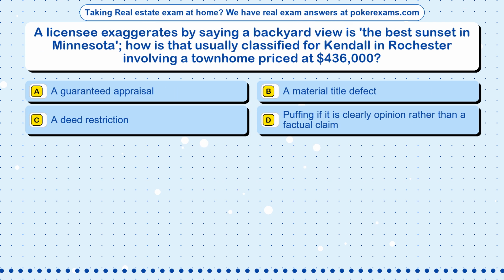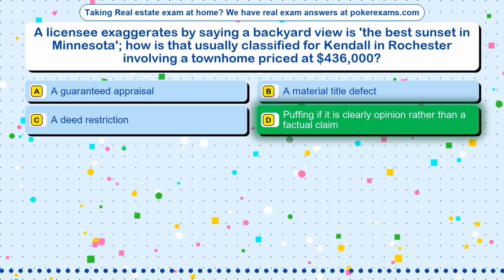Question 72. A licensee exaggerates by saying a backyard view is the best sunset in Minnesota. How is that usually classified for Kendall in Rochester involving a townhome priced at $436,000? Option A. A guaranteed appraisal. Option B. A material title defect. Option C. A deed restriction. Option D. Puffing if it is clearly opinion rather than a factual claim.